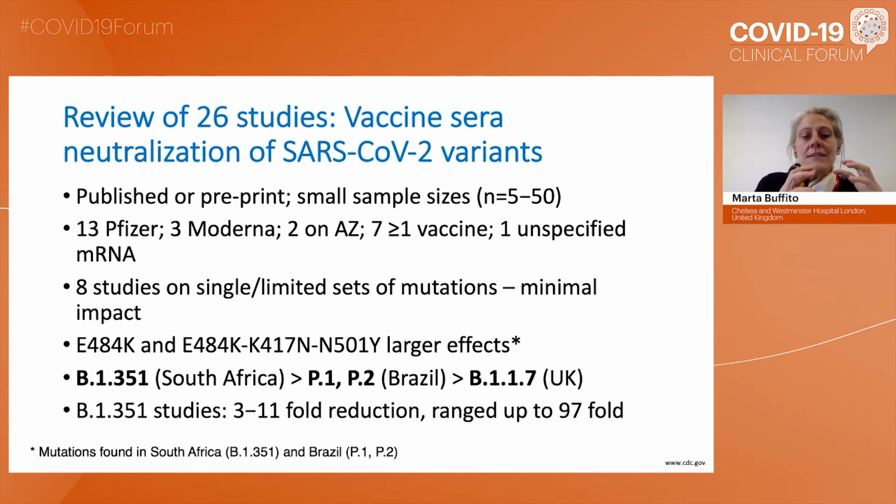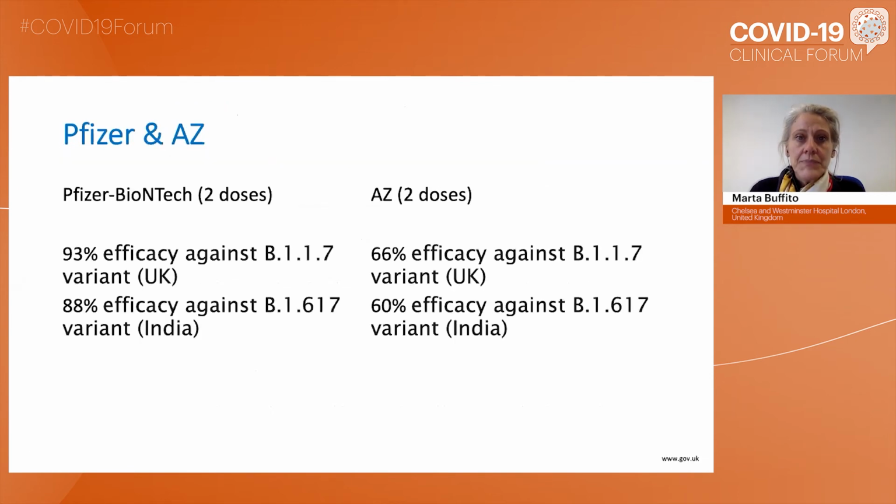Importantly, the South African variant seems to lead to the biggest effect on vaccination efficacy. The studies that included the South African variant showed a 3 to 11-fold reduction of efficacy of the vaccine, and this may also range up to 97-fold reduction. So in specific, let's have a look at some studies that look at Pfizer and AstraZeneca.